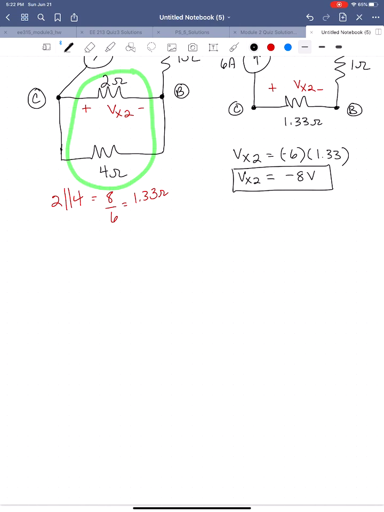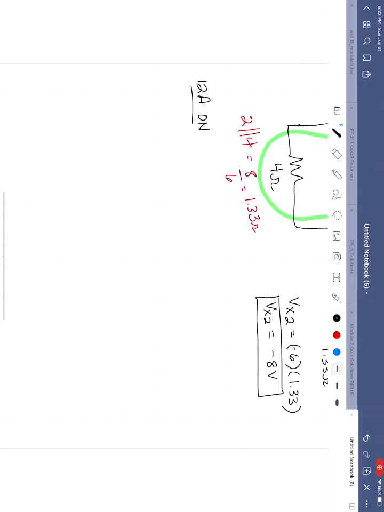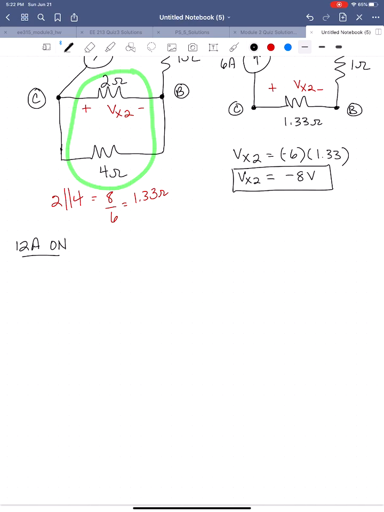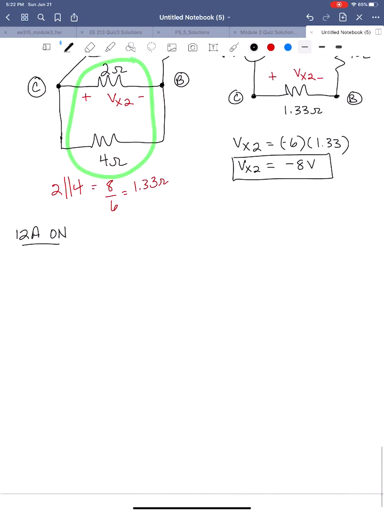All right, last, the 12 amp source needs to be on. What I would do at this point is pause this video and see if you can do this on your own. So don't watch me, try it on your own, even if all you do is just draw the circuit. Okay, so pause that for a second and see if you can make that happen on your own.